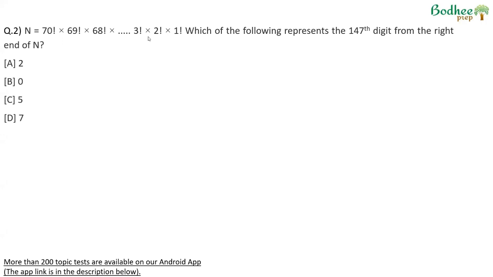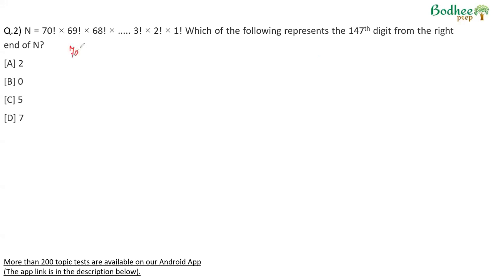N is equal to 70 factorial into 69 factorial into 68 factorial and so on. Which of the following represents the 147th digit from the right end? If we write the product from the end, we are looking at the 147th digit. Clearly, this number will have a lot of zeros. So let us first try to count the zeros.